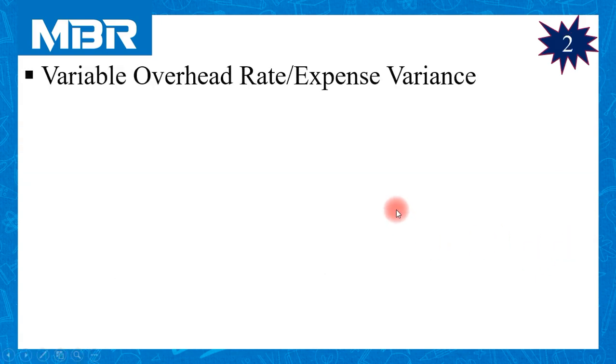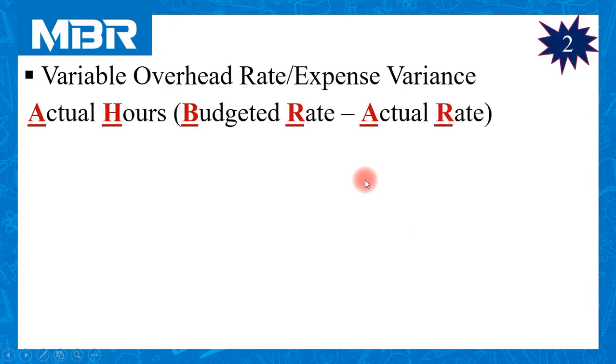Second, variable overhead rate or expense variance. Formula: actual hours into bracket budgeted rate minus actual rate. It is similar to the sales price variance: actual quantity, budgeted price minus actual price. Similar to that, we need to use hours over here. So actual hours into bracket budgeted rate minus actual rate.